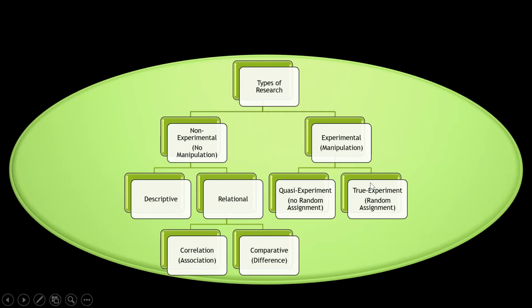True experiment, random assignment is used. And this is probably the gold standard in terms of trying to make or generate a cause and effect statement, especially if it's double-blind, placebo-controlled.